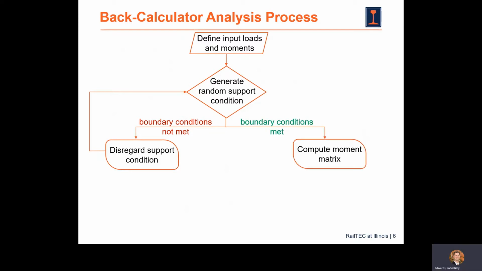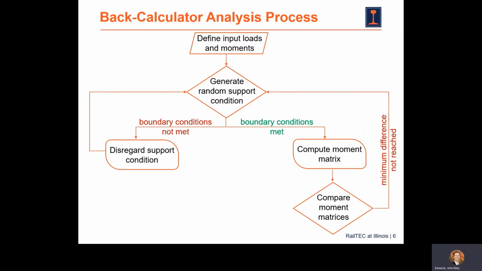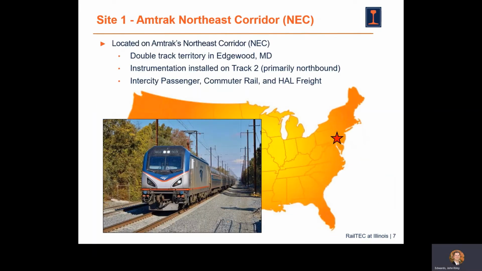Once the boundary conditions are met, we would compute the moment matrix and we would compare it with known moment matrices to determine if we had a reasonable percent error. And we would get our output resultant support condition.